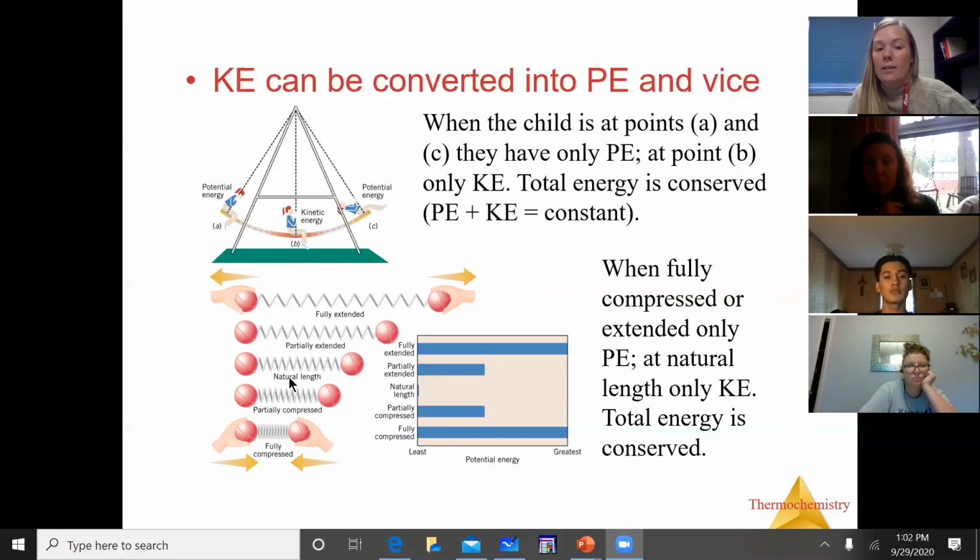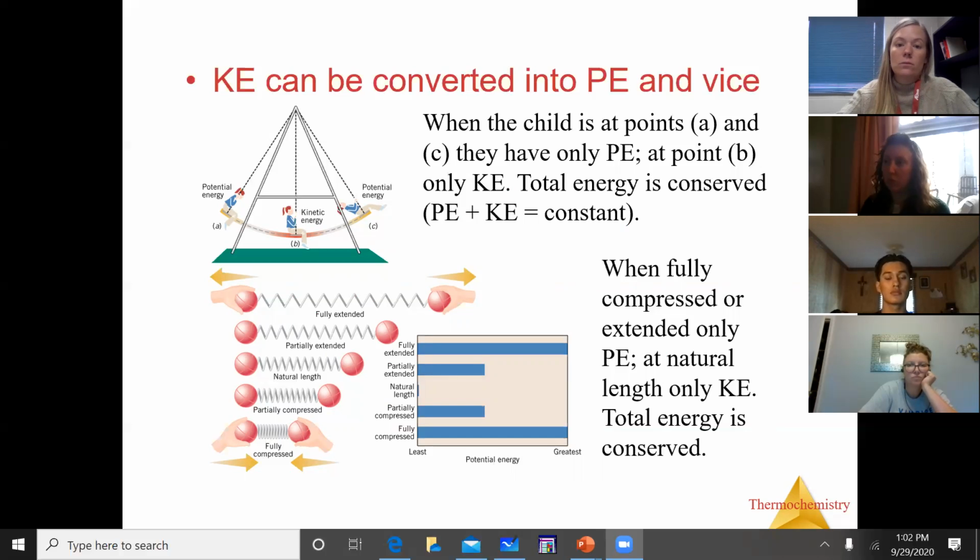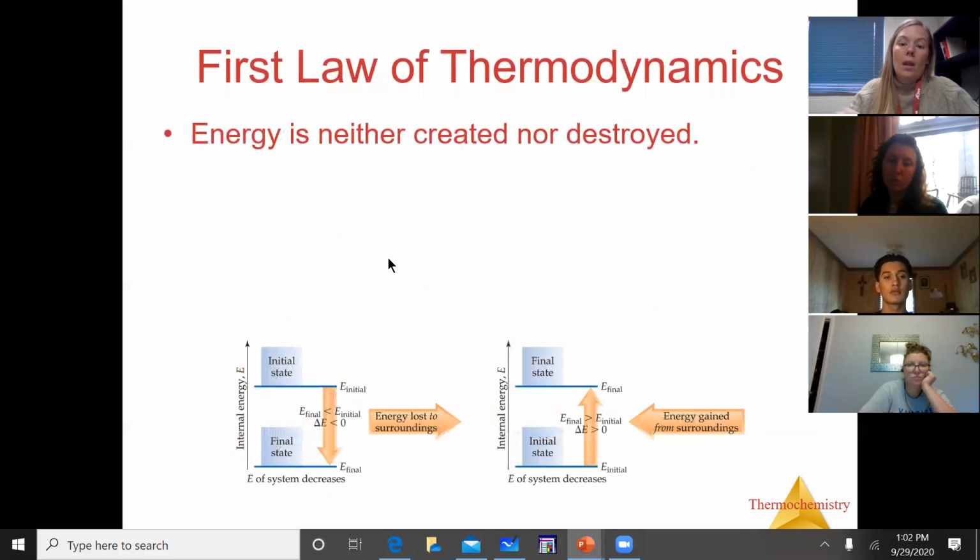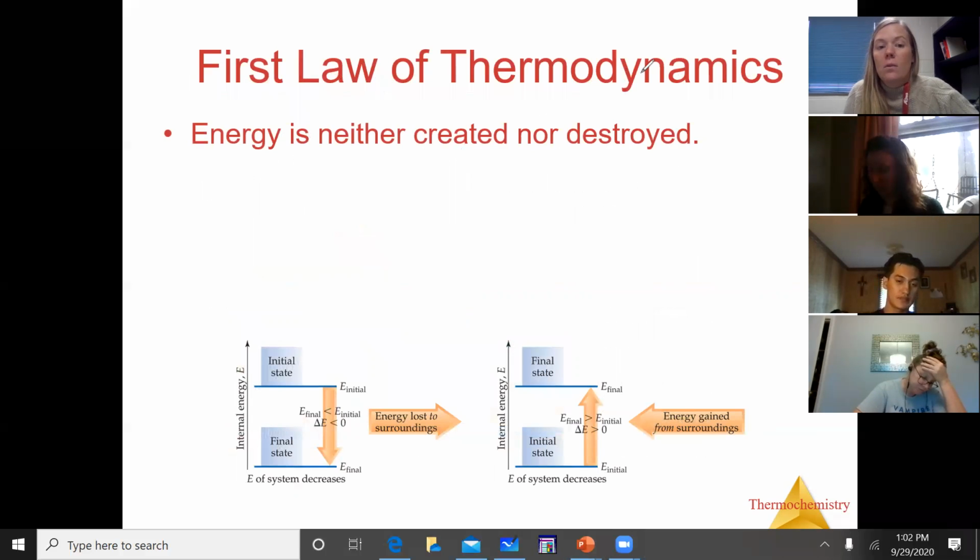Same thing when we look at a spring. We have a lot of potential energy when the spring is stretched, fully extended, or fully compressed. And this transfer between potential energy and kinetic energy is constant. So the total energy is always conserved. And so that sort of relates to the first law of thermodynamics, where energy is neither created nor destroyed. The only thing that's happening with energy is it's being transferred.